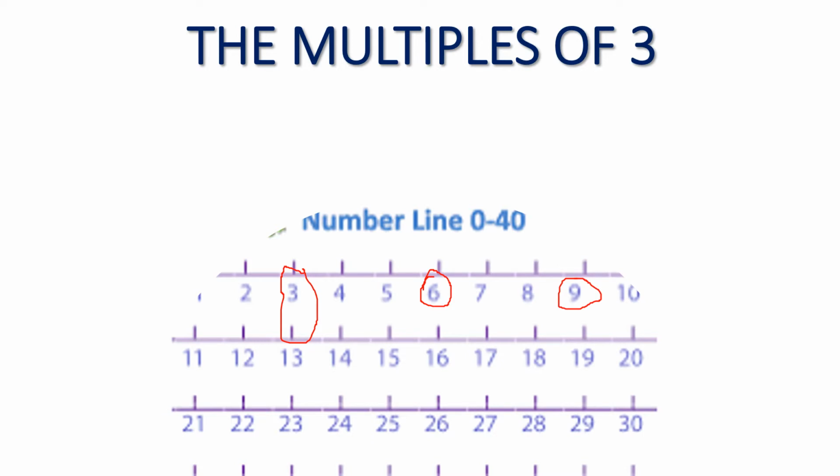The next one will be 12. Next one will be 15. Next one will be 18. Next will be 21. You just keep counting in threes like that to find the multiples of 3.